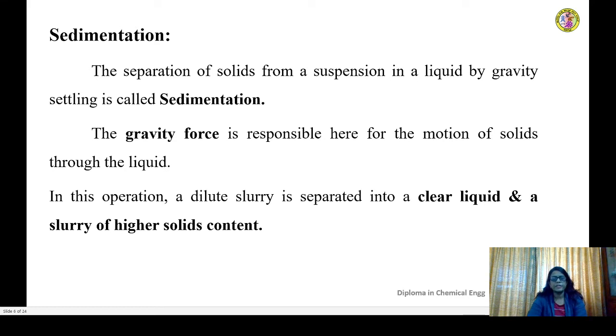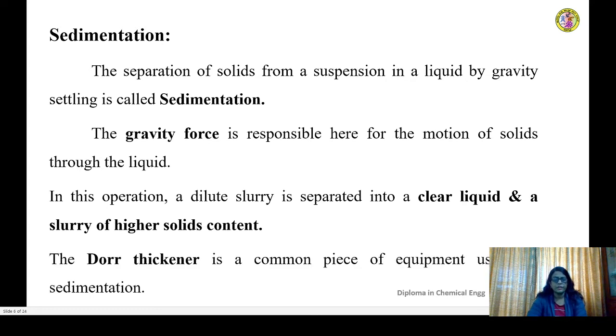At the end of the sedimentation operation, we get two products. One is the clear liquid that can be taken out from the top of the sedimentation apparatus. The other is the settled solids that can be taken out from the bottom as a slurry of high solid content. It is also called a thickened slurry or thickened sludge, and that is another product of the operation.